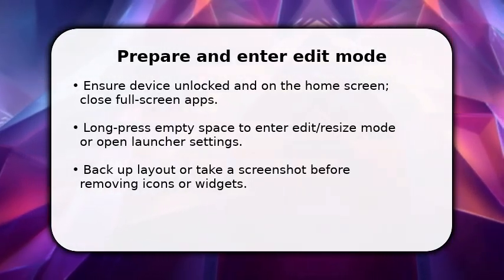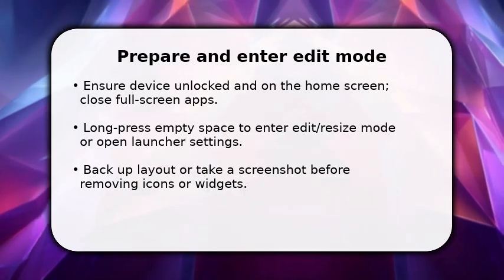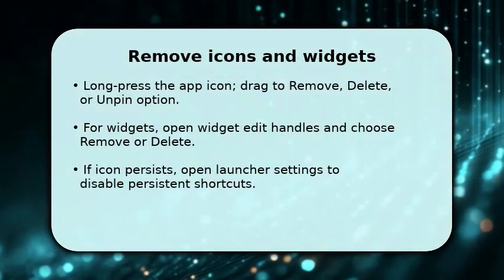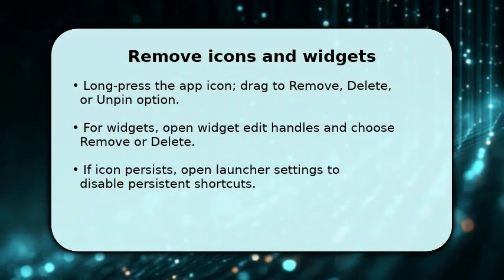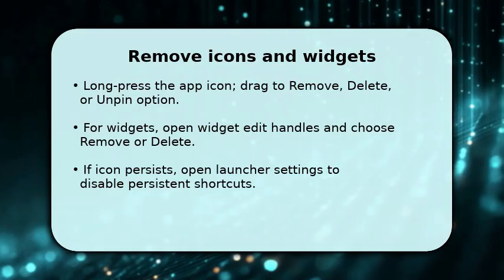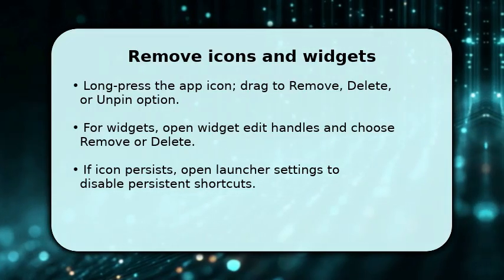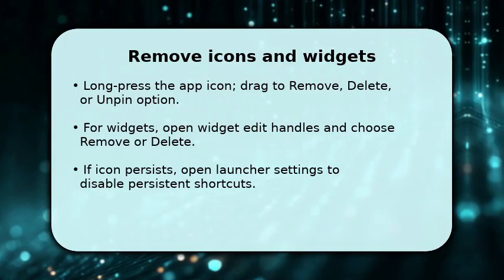Now you're ready to target specific app icons, widgets, or persistent shortcuts anchored to the wallpaper. Next, remove the visible elements. Tap and hold an app icon, then drag it to the remove, delete, or unpin target that appears. This detaches it from the wallpaper without uninstalling the app.